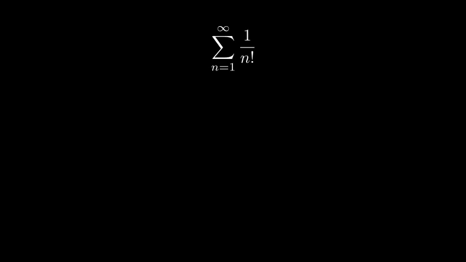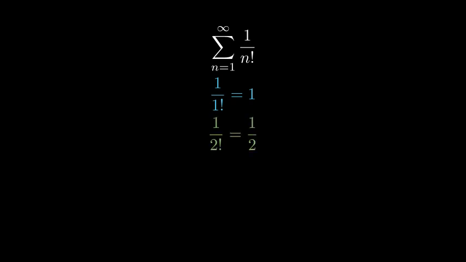Let's determine whether the series sum from n equals 1 to infinity of 1 over n factorial converges or diverges. To analyze the series, let's first write out the first few terms to get a better understanding of how it behaves. The first term is 1 over 1 factorial, which is just 1.